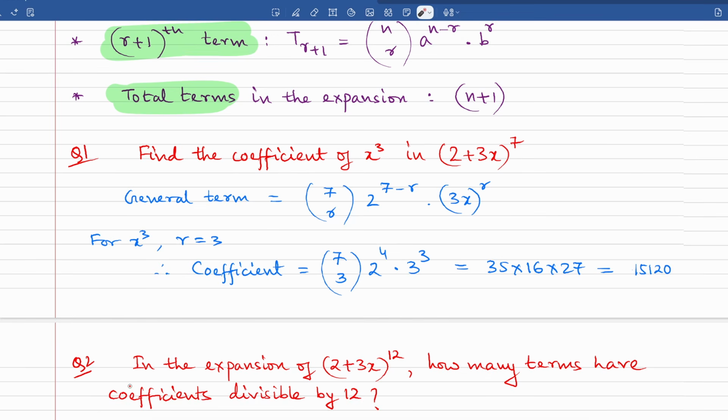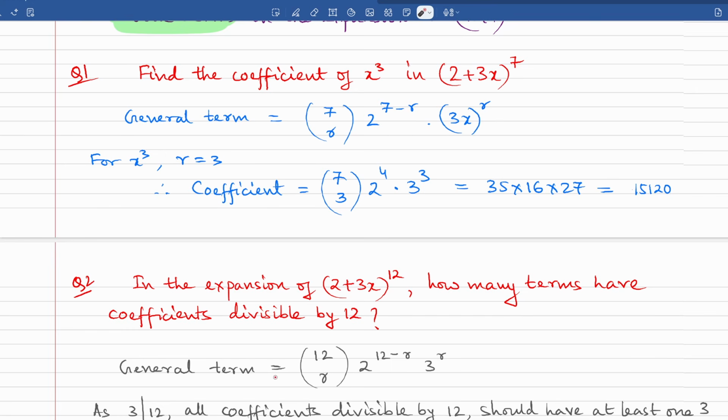Alright, how would you do this? In the expansion of (2 + 3x)^12, how many terms have coefficients divisible by 12? Now, to get a number to be divisible by 12, it should be divisible by 2 square and 3. First, write down the general term. The general term is given as 12Cr · 2^(12−r) · 3^r.